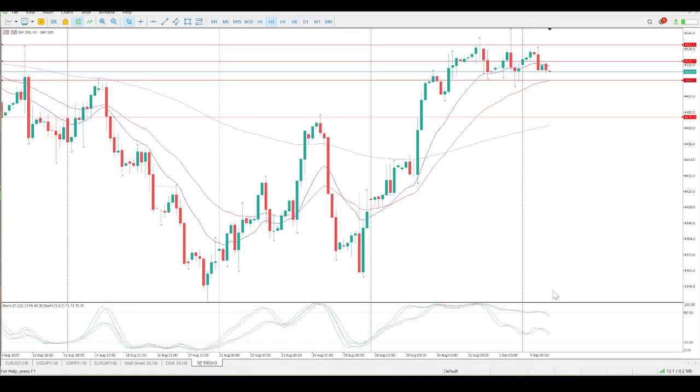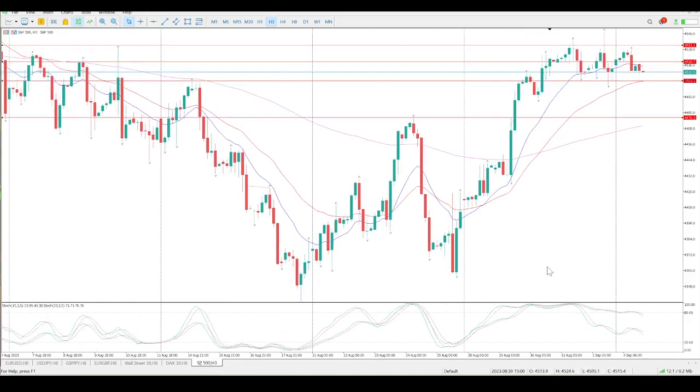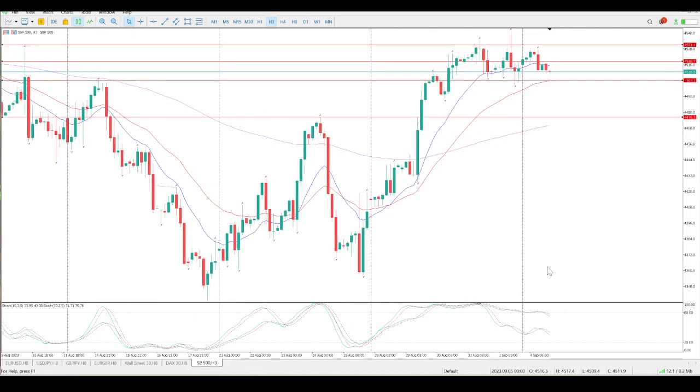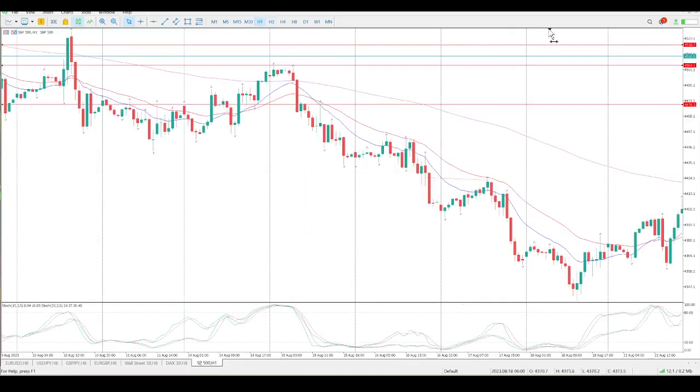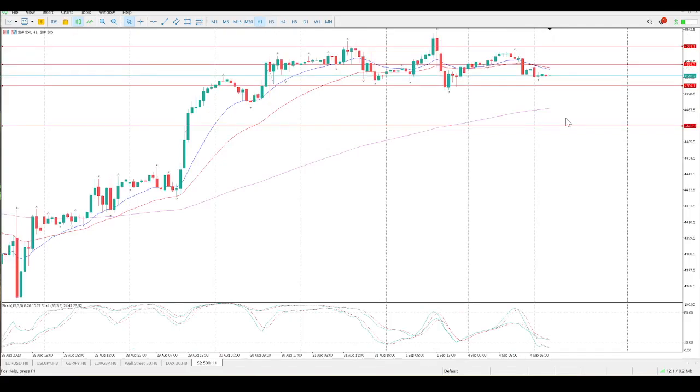So nothing's really changed. The only thing that has changed is that the oscillators on the 3-hour have eased off, as you can see, pointing to the downside at the moment. So that is something we do need to pay attention to. And then we are still stuck in a range, so we don't really want to get involved in this until we break one of those levels.